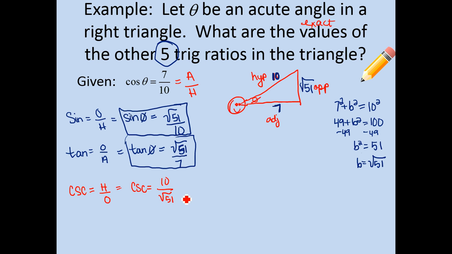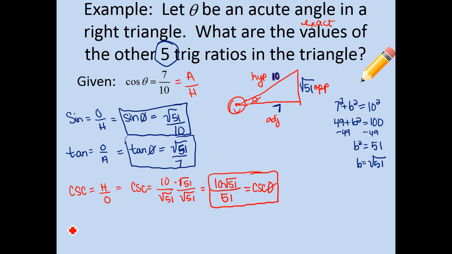Uh-oh, we can't have the square root of 51 on the bottom. That's not acceptable. So we got to multiply the top by the square root of 51 and the bottom by the square root of 51. And we get 10 square roots of 51 over 51. That would equal cosecant of theta. Okay, you got to rationalize the denominator.